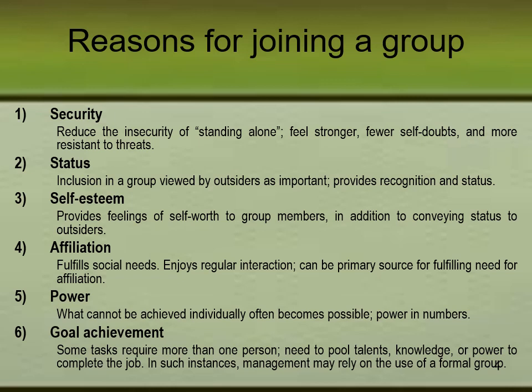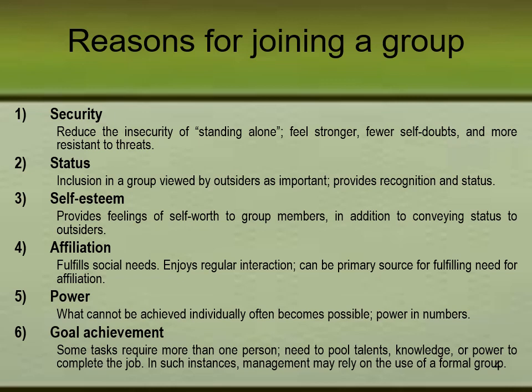And lastly is goal achievement. Some tasks require more than one person. Need to pool talents, knowledge or power to complete the job. So in such instances, management may rely on the use of formal group. Goal achievement ni, it is quite related to the reason number 5, power, meaning that in order to achieve something or to achieve the goal, people have to work together in a group.